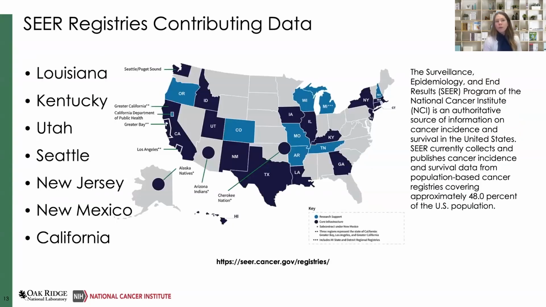And even more importantly is that we have nationally representative cancer data. So the SEER registries currently contributing data to our project are Louisiana, Kentucky, Utah, Seattle, New Jersey, New Mexico, and California. The SEER program is a program that is run by the National Cancer Institute, and it is an authoritative source of information on cancer incidence and survival in the United States. SEER currently collects and publishes cancer incidence and survival data from population-based cancer registries covering approximately 48% of the US population.